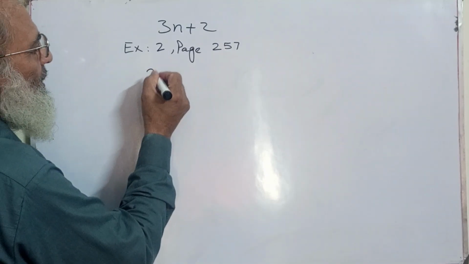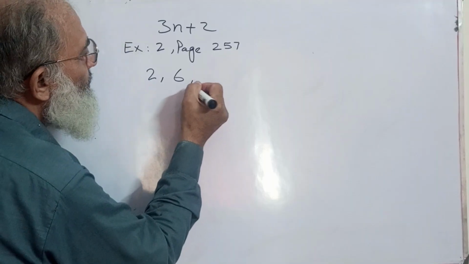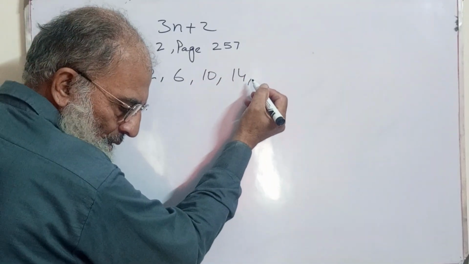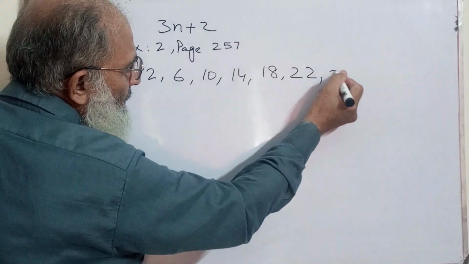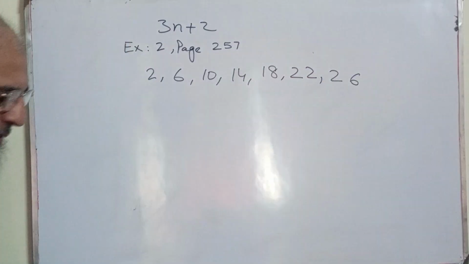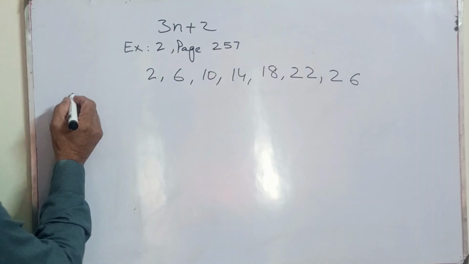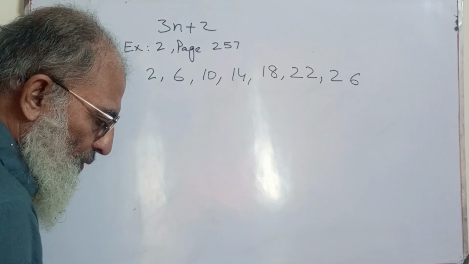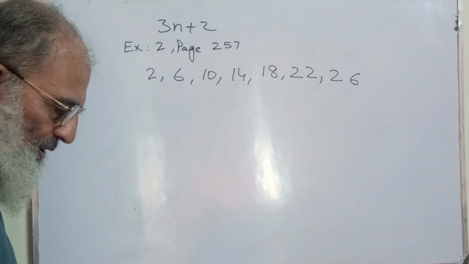So this sequence is given to you: 2, 6, 10, 14, 18, 22, and 26. Now what is the question here? The question, part A, is to find the general rule for the nth term in this sequence.